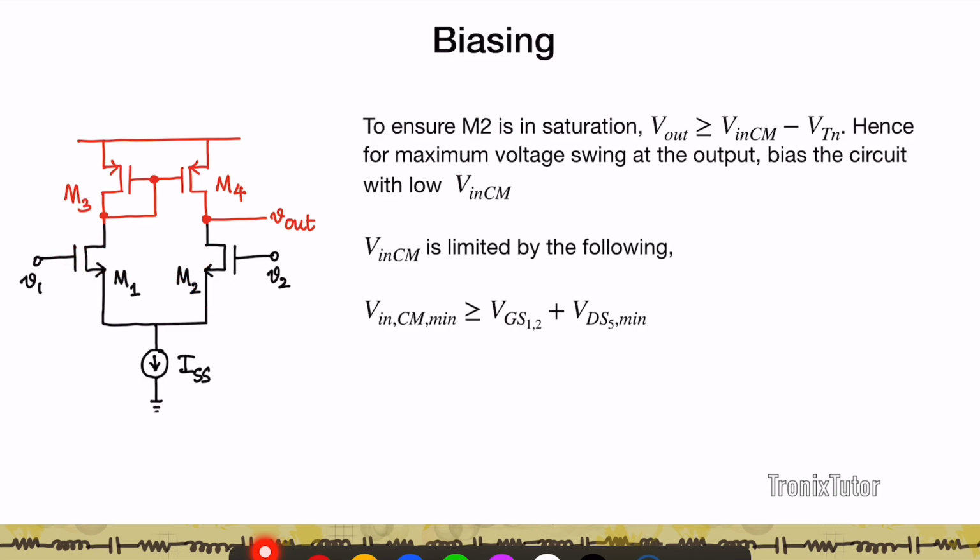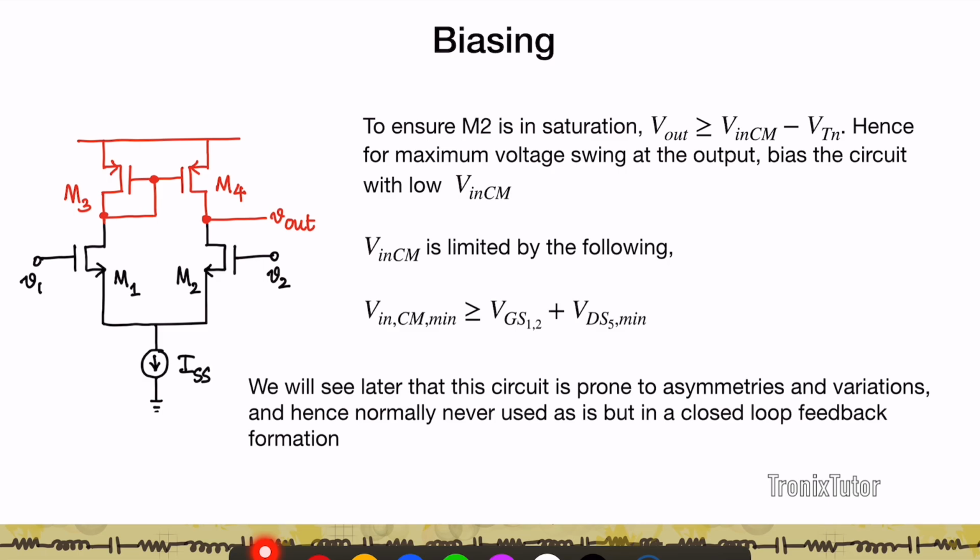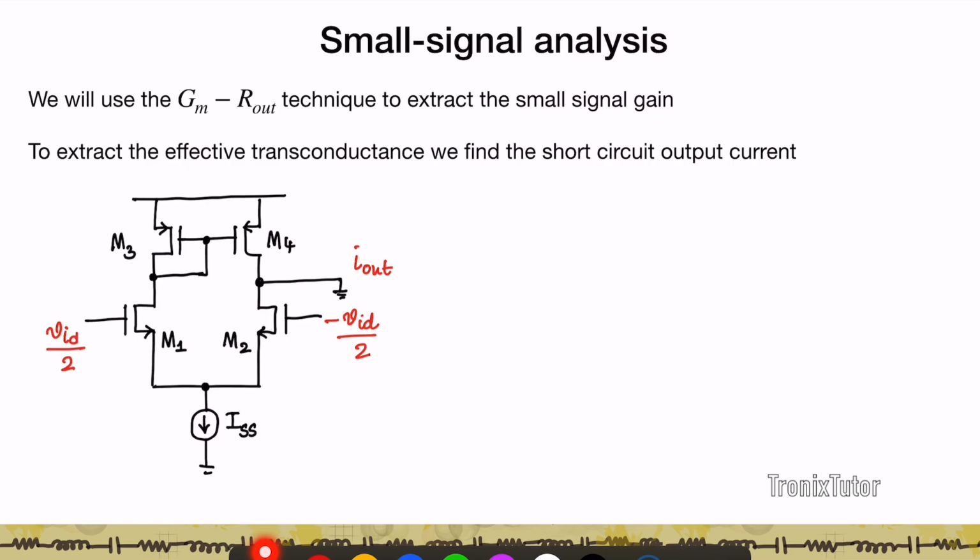Now the input common mode voltage is going to be limited by what it takes to keep M1 and M2 in saturation. So it's going to be given by this VGS1 or 2 plus whatever is the minimum voltage required to keep the M5 transistor, which is used to create the tail current, in saturation. That is going to be the minimum common mode voltage needed for this circuit. Now, one thing we'll see about the circuit is it's very prone to asymmetries and variations, and hence normally we never use it in an open mode configuration, we always use it in feedback.